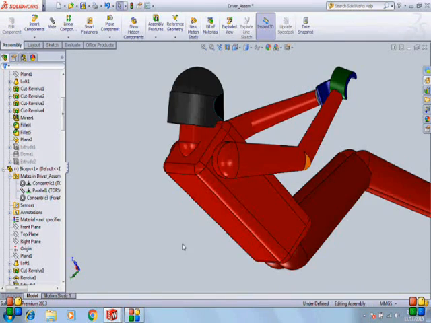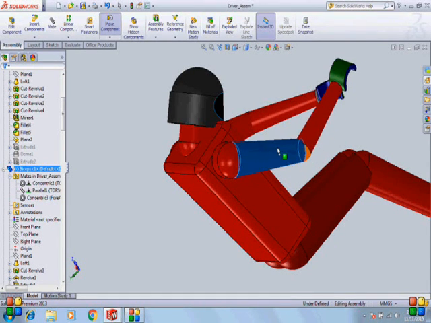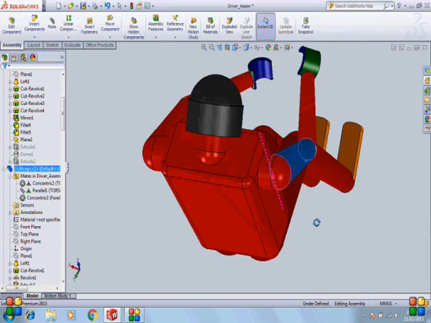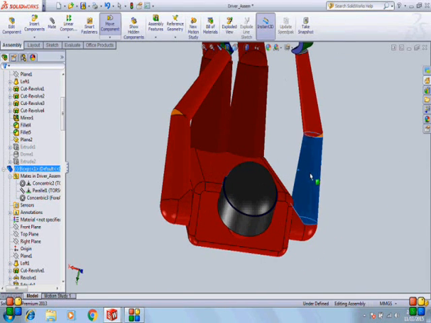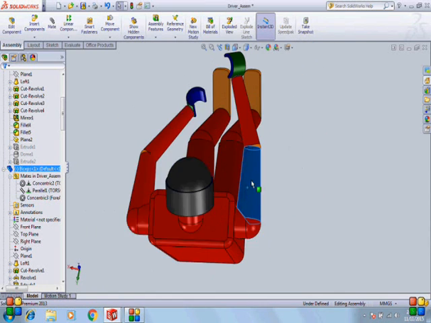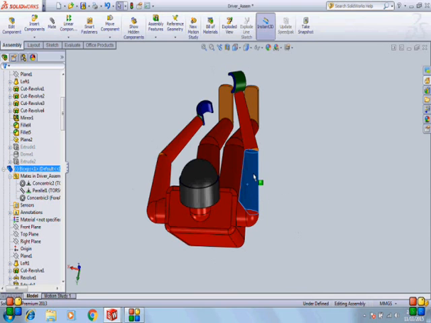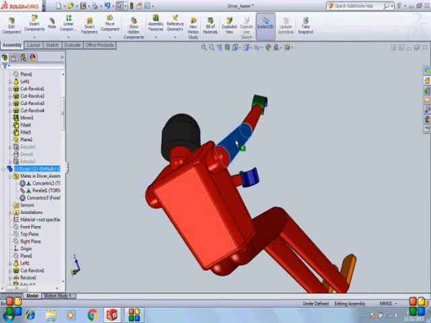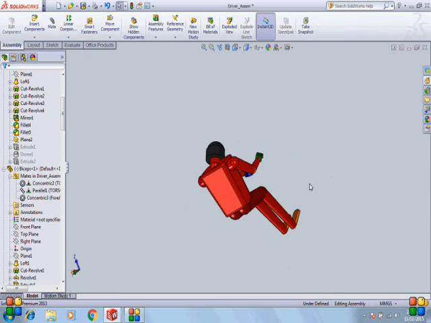Now there is no angle mate over here, so that means my biceps can move up and down like this. If I try to move it outside, it cannot move. It is still moving up and down, though it may appear that it's moving outside, but it is not, because a parallel mate is there between the torso and the biceps. So it's moving up and down, right?